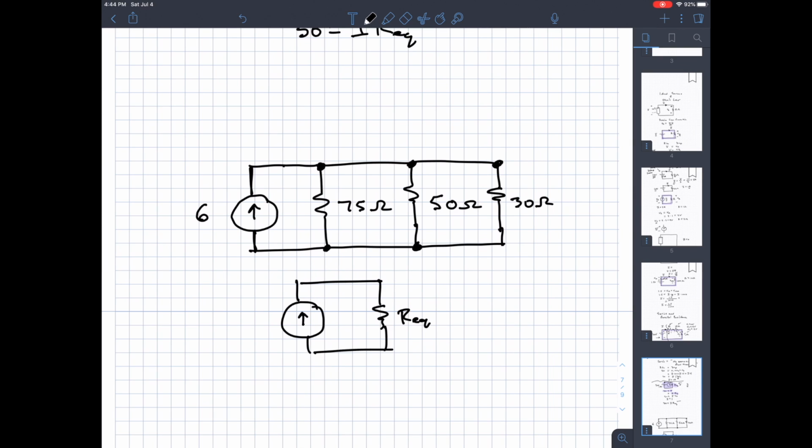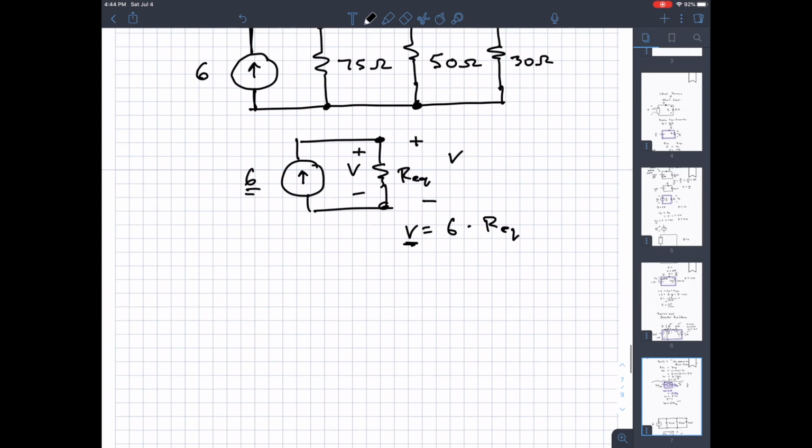All right, isn't that a simpler circuit? If I wanted to know the voltage, V, this would be 6 times R equivalent. V is 6 times R equivalent, because I is the current, V equals I times R. And I could solve for this voltage, V, across the equivalent circuit. All right, so that's where I'm heading.